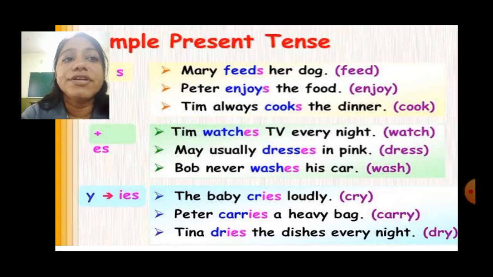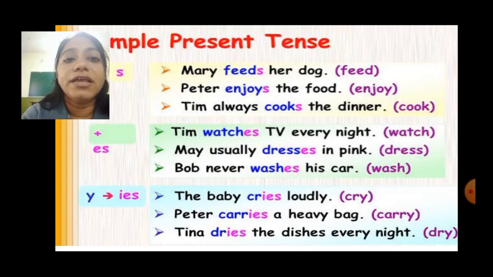May usually dresses in pink. Dress ends with double S, so we will put ES to it. Bob never washes his car. Washes ends with sh and it is third person singular, so we will put es.